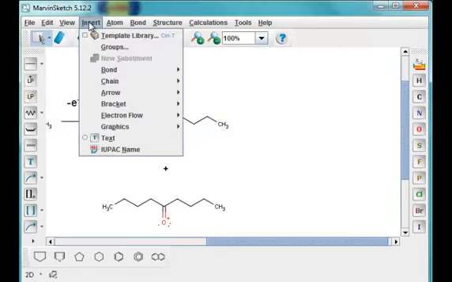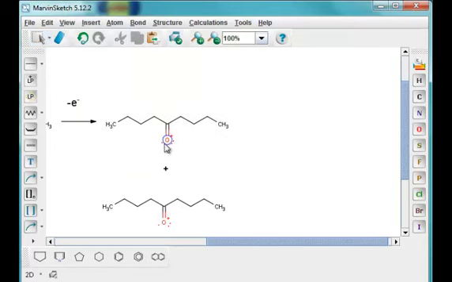And we'll go to insert, electron flow. Now these are going to be 1 electron flows, and we'll have one from here into here, and we'll have electron flow from here to here, and then we'll have our last electron flow to there, and that should do it.